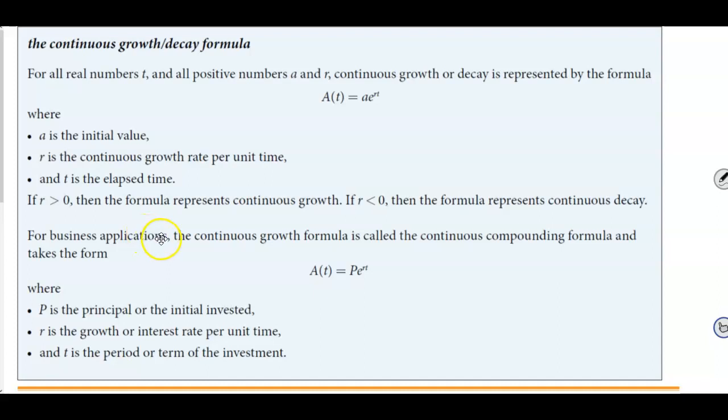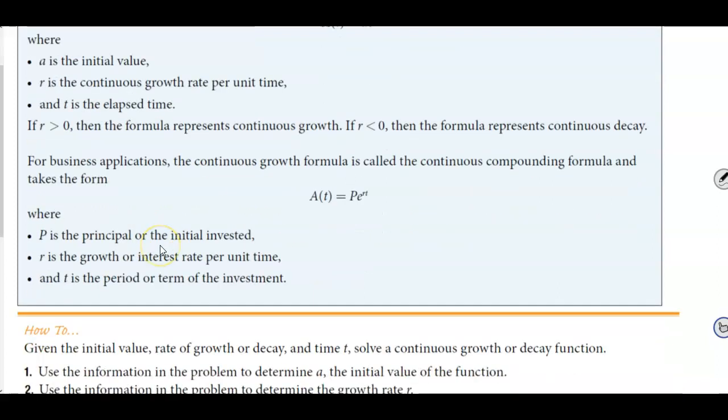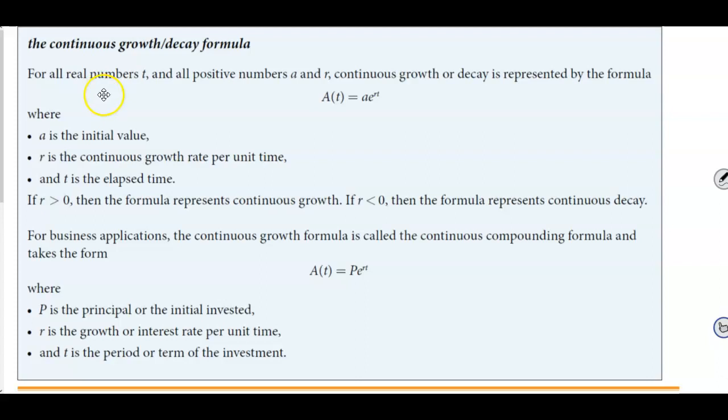In example 11, we want to be able to calculate continuous growth or decay formula. The continuous growth decay formula is the following. For all real numbers t and all positive numbers a and r, the continuous is the key word here. Growth or decay is represented by the formula A of t, which is equal to a with a base of e and an exponent of r times t.